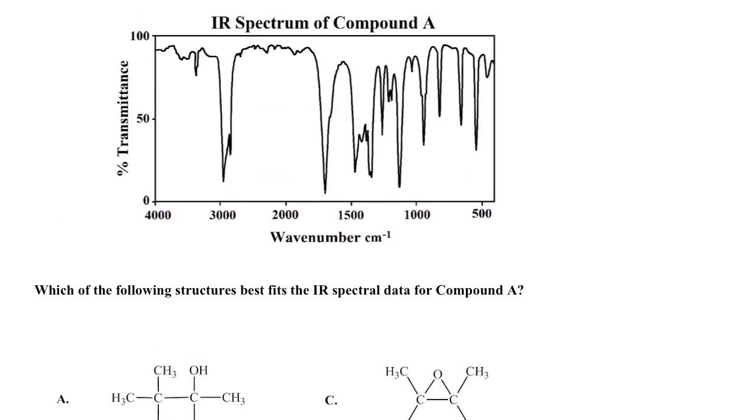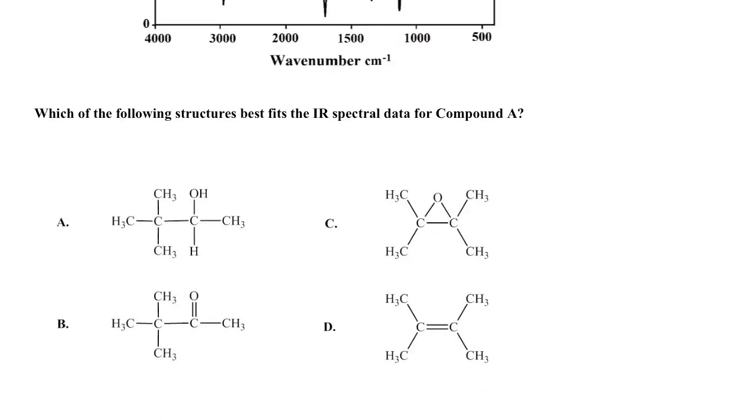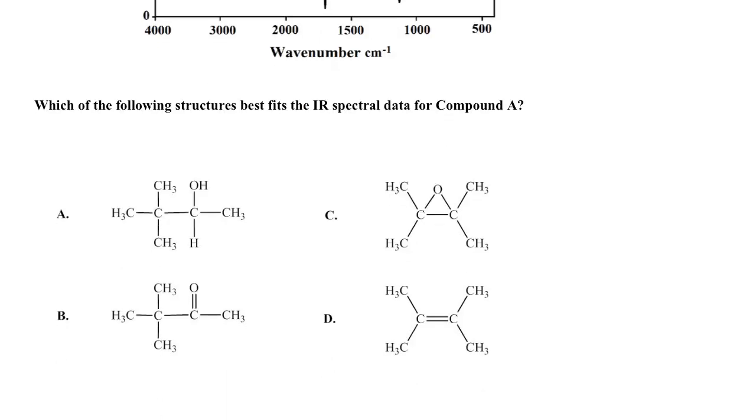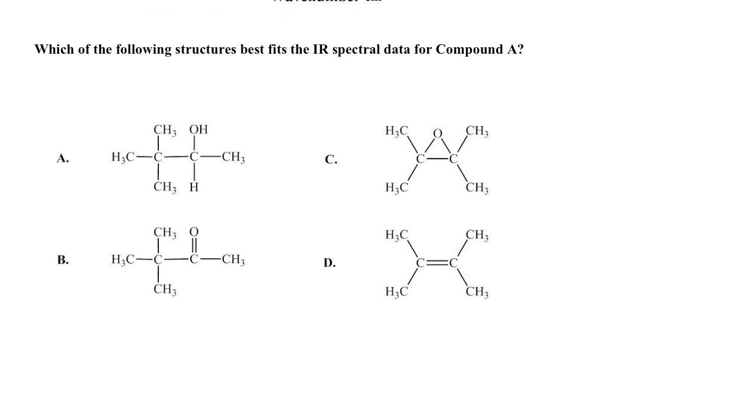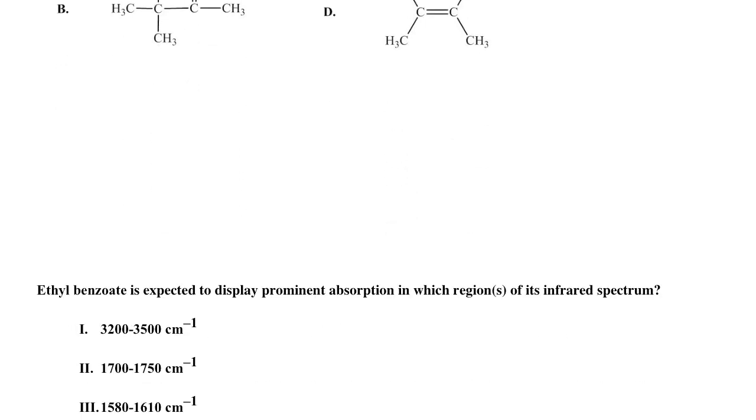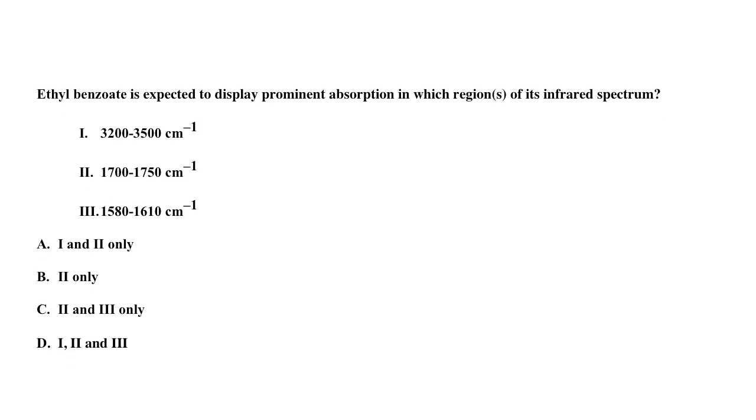So obviously, you want to take a look at the functionalities that are present, and we have some different ones. We have an alcohol, we have a carbonyl, we have a ring system with an epoxide, and we have a carbon-carbon double bond. So, based on the peaks or lack thereof that we find in the different wave number regions for the IR, you should be able to answer that question. So that's question 1. And then question 2 states the following.